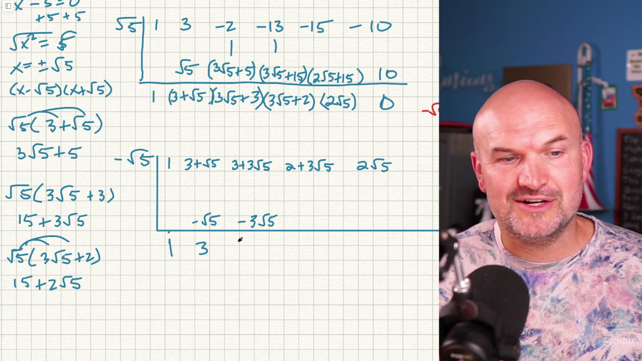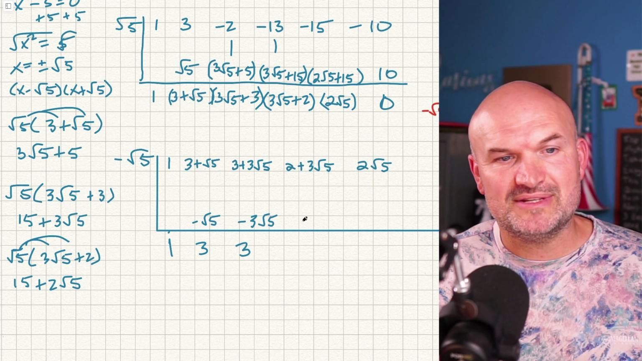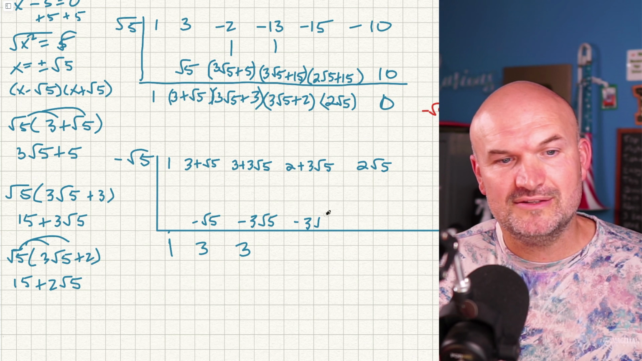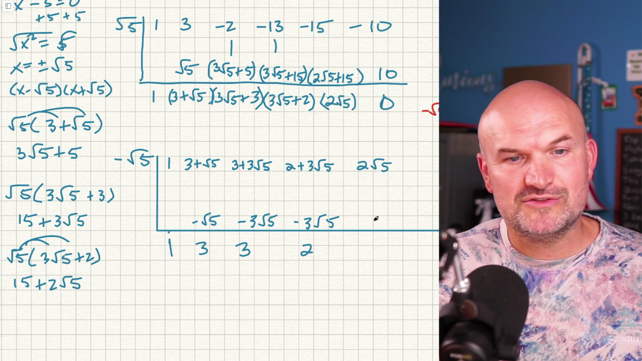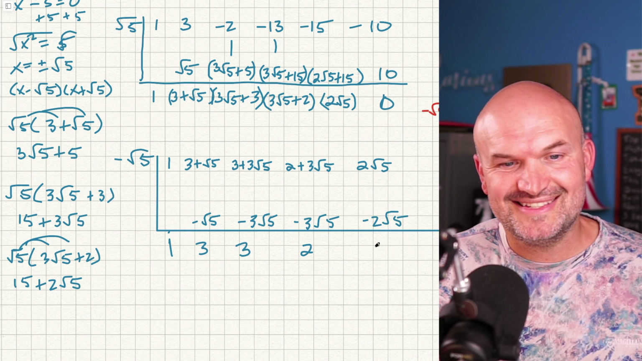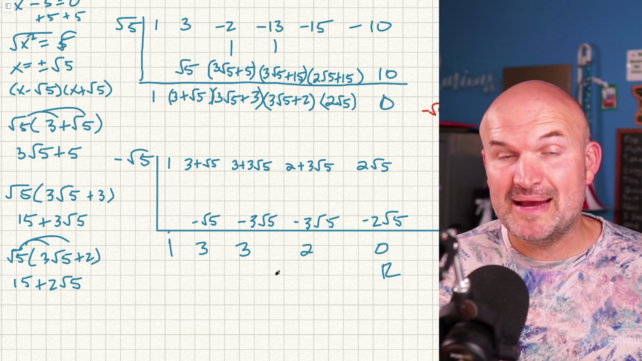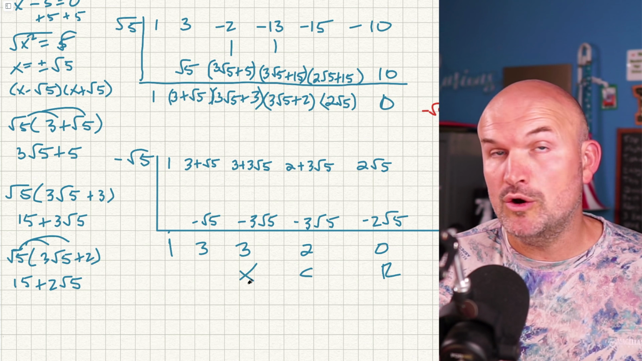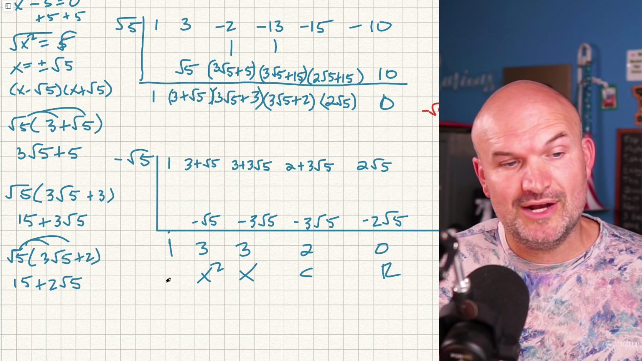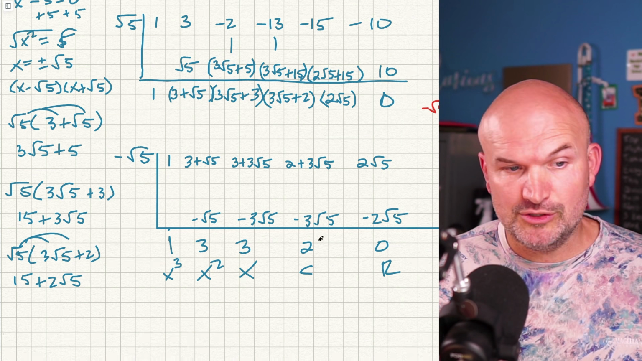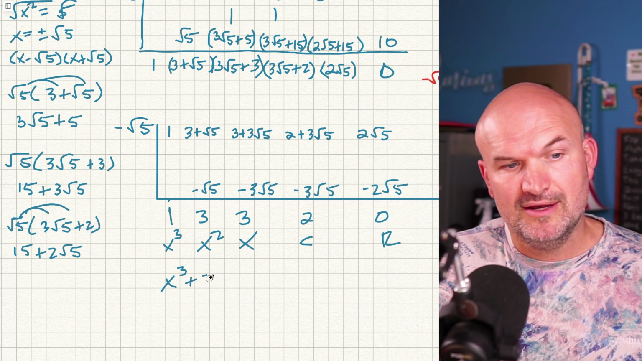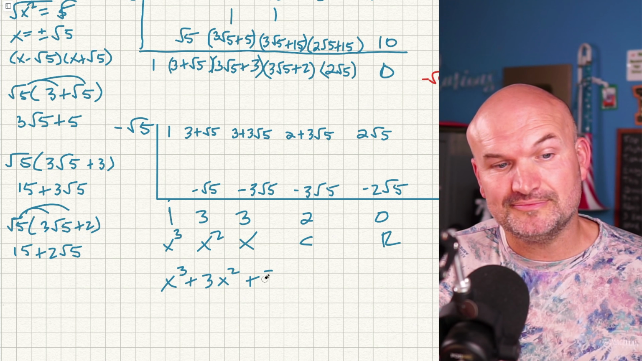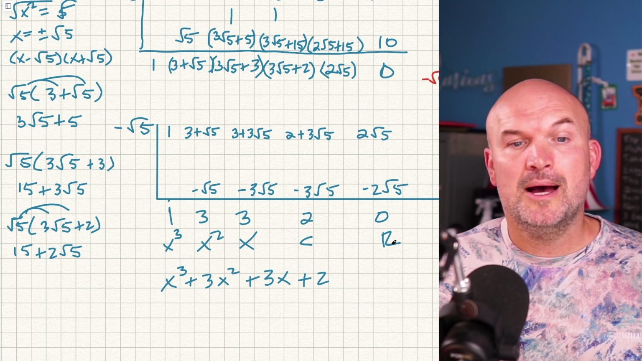Hey, look, those add to 0. Give me another 3. 3 times negative square root of 5 is going to be a negative 3 square root of 5. Hey, those go to 0. Left with the 2. 2 times negative square root of 5 is, hey, here we go. This is awesome. Okay, so that's our remainder. This is our constant, coefficient of our linear, coefficient of our quadratic, coefficient of our cubic. So our final answer, our quotient, is going to be x cubed plus 3x squared plus 3x plus 2.